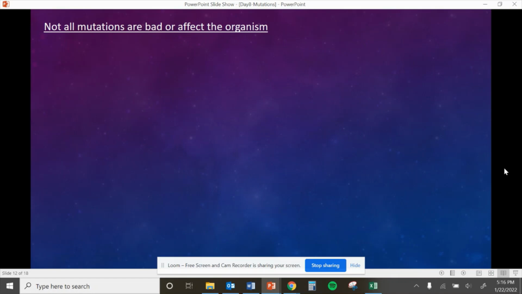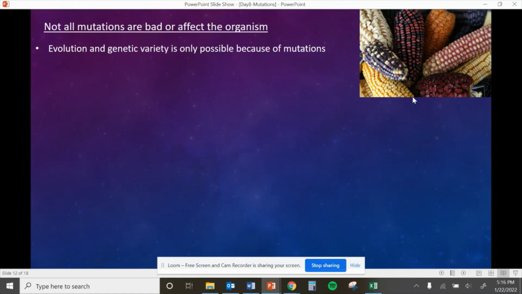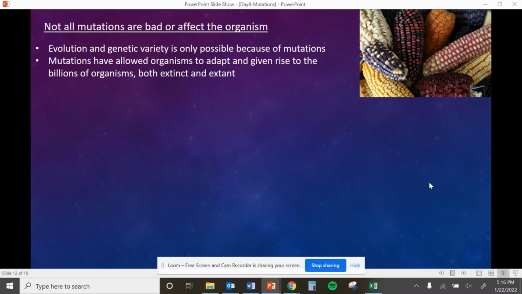Okay, not all mutations are bad or even affect the organism. Okay, so this is looking at our idea of evolution again, and genetic variation is only possible because of mutations. So some mutations are beneficial. It gives us more variety, like shown here. These mutations are going to allow organisms to adapt and give rise to other organisms.